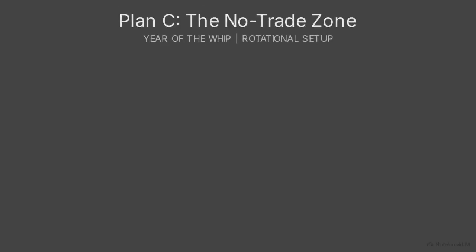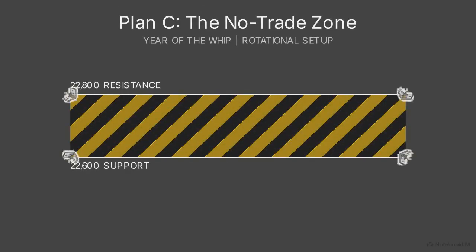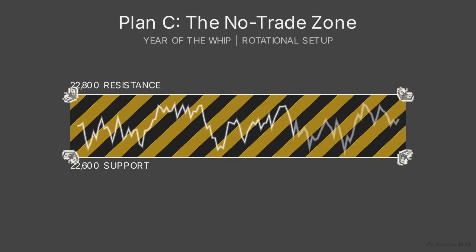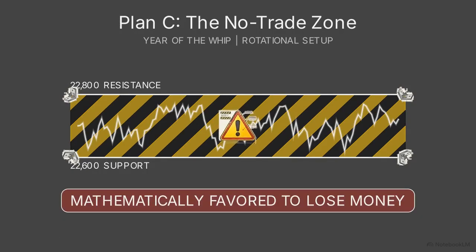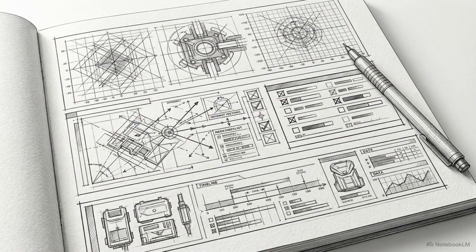Finally, we have Plan C, the no trade zone. If the Nifty oscillates in the choppy band between 22,600 and 22,800, traders are mathematically favored to lose money. Professional survival relies on discipline. You simply wait for the market to trigger Plan A, Plan B, or trap itself in Plan C.